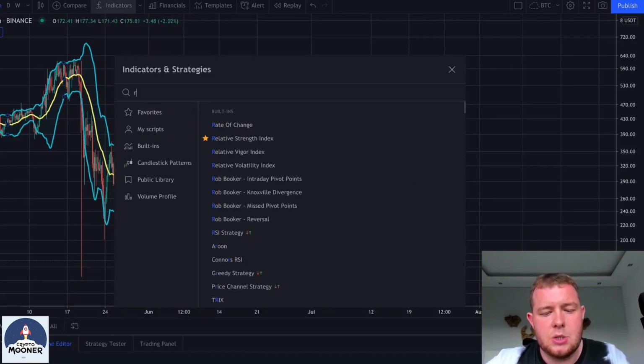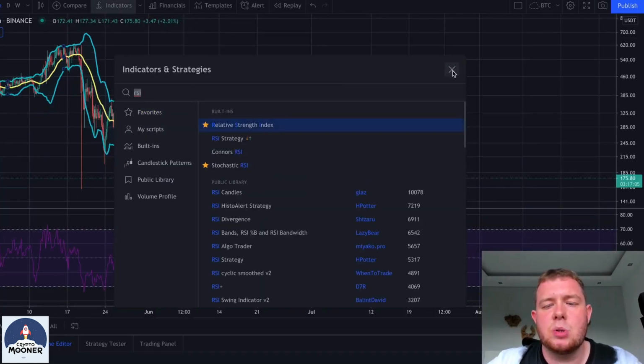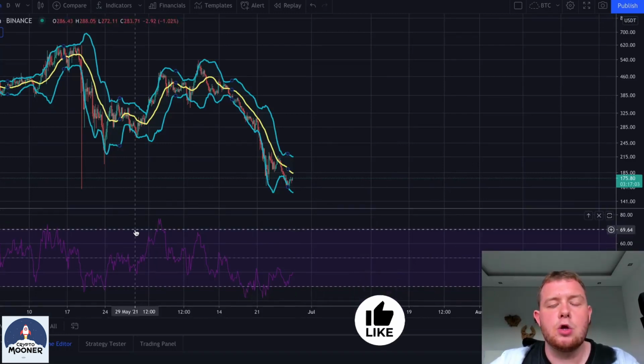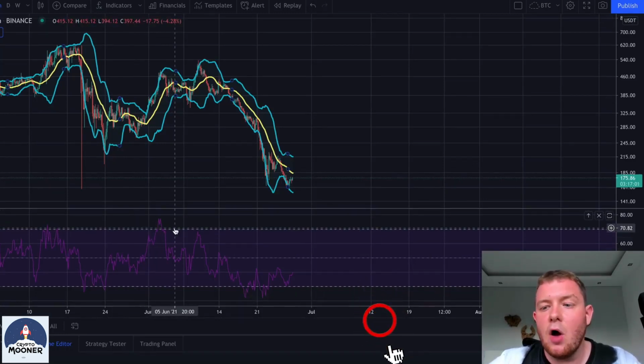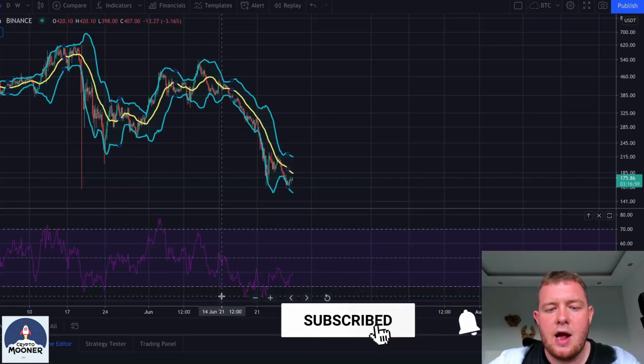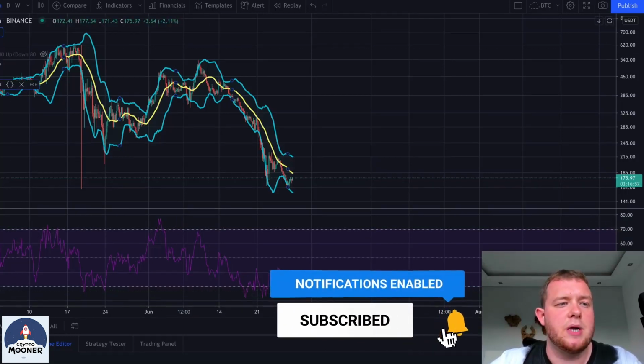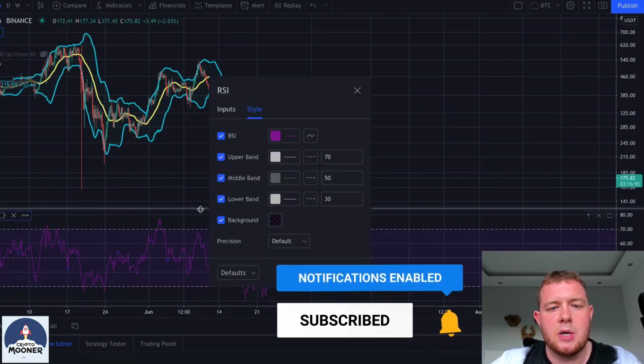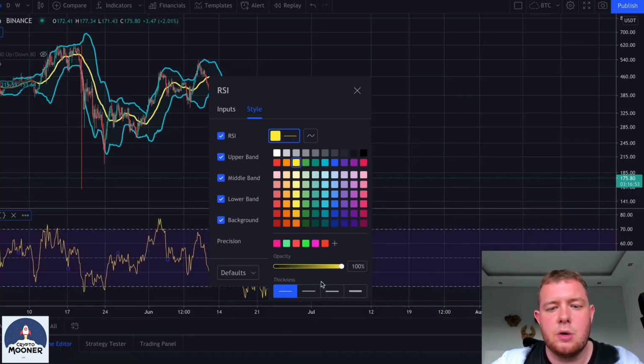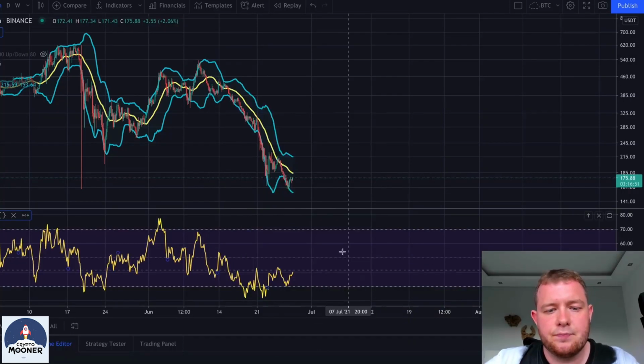Again, click on indicators, type in RSI, relative strength index, and that will bring this up. Usually the values on this are between around 70 up here and 30 down here. This is what they are preset to. I'm going to change the RSI colors just so you can see them a lot easier at home, like so.